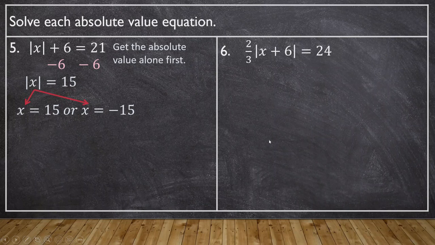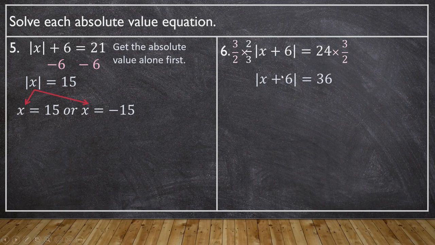For number 6, 2/3 times the absolute value of x plus 6 is equal to 24. Again, we want to get the absolute value alone. Remember, if we have a fractional coefficient, our fraction out here is 2/3. The way to move this to the other side of the equal sign is to multiply by the, hopefully everyone said reciprocal right there. The reciprocal of 2/3 is 3/2. When I multiply 24 by 3/2, I get 36. So now I have the absolute value of x plus 6 is equal to 36. Now my absolute value is alone.